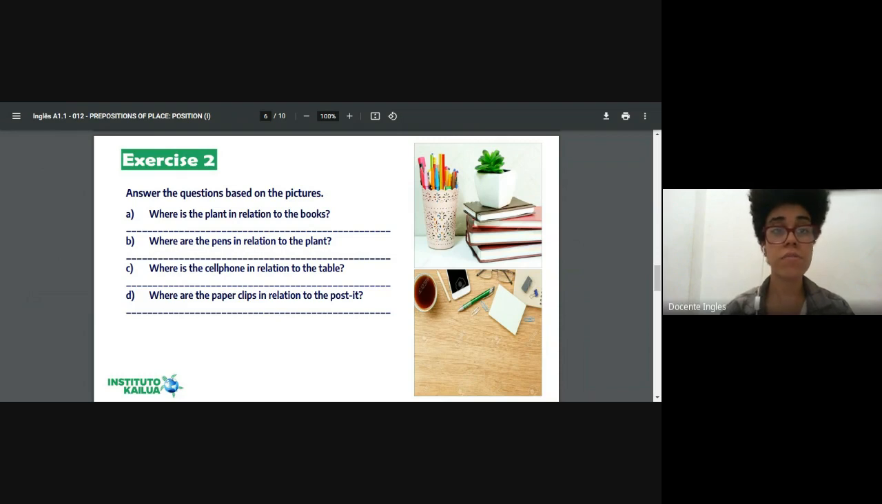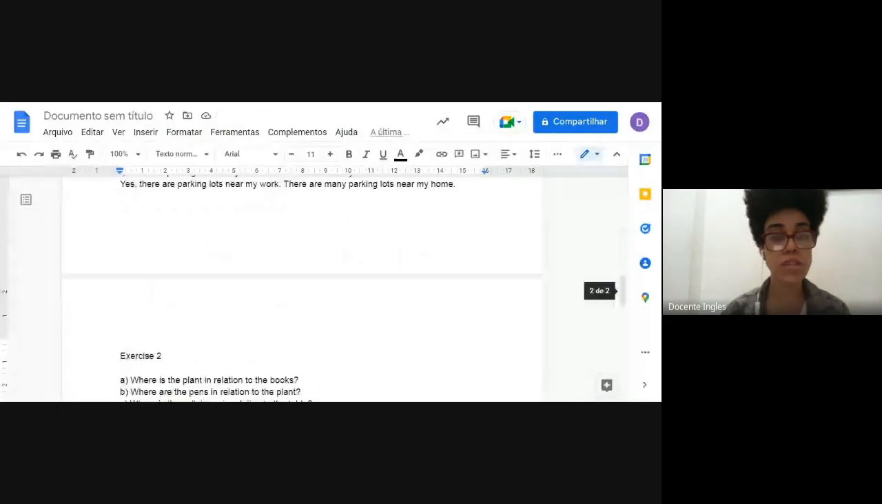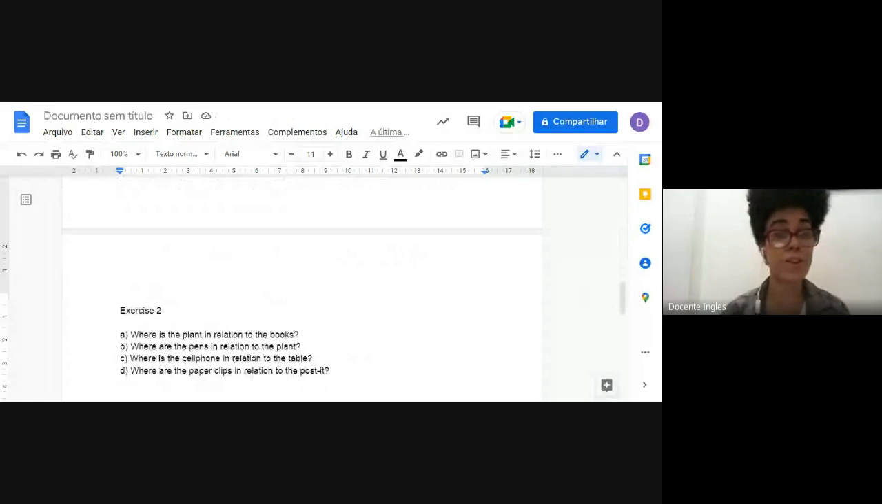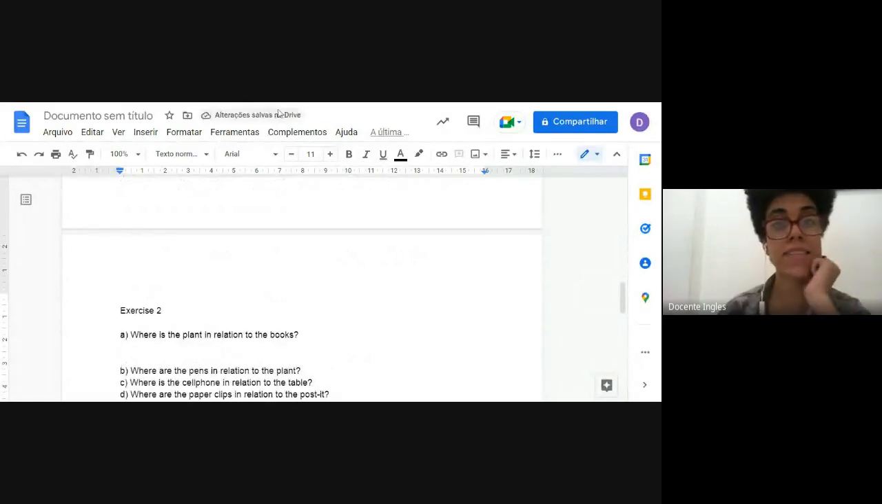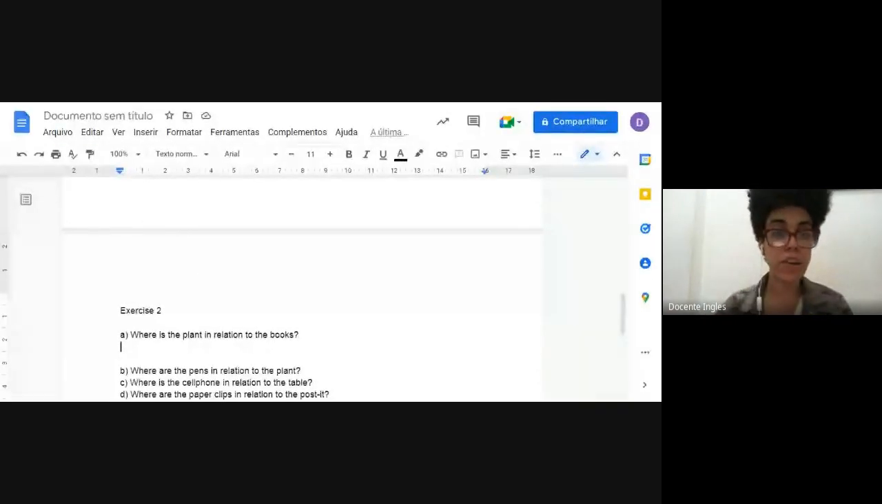All right, so can we check exercise 2? Yes, can we? So we just did exercise 1. Here are the answers. So let's move to exercise 2, and here are the questions. So, where is the plant in relation to the books? Let's take a look at the plant and the book. What is it when it touches the surface? When it touches the surface, we can say that, sorry, the plant is on the books.